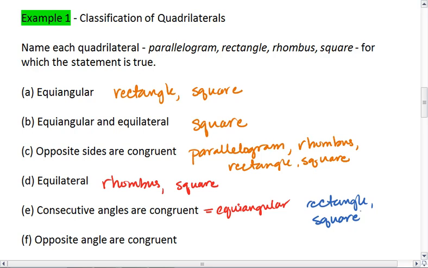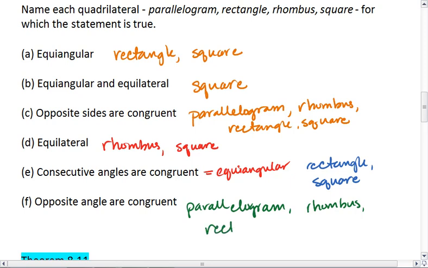All right, opposite angles are congruent. This is a property of a parallelogram, which means we also include the special three types of parallelograms: rhombus, rectangle, and square.